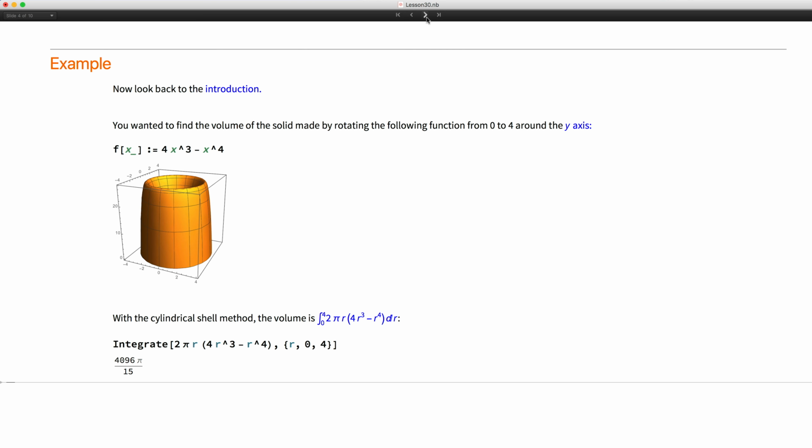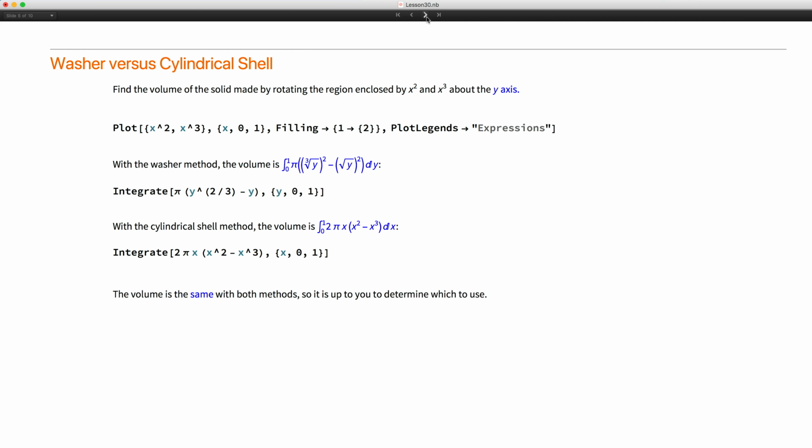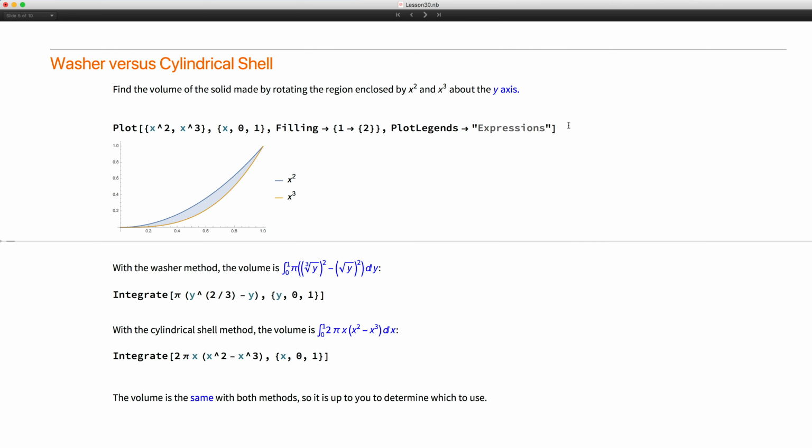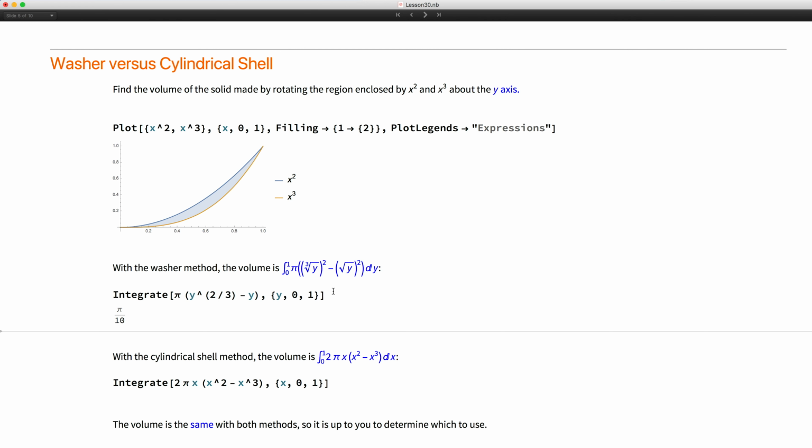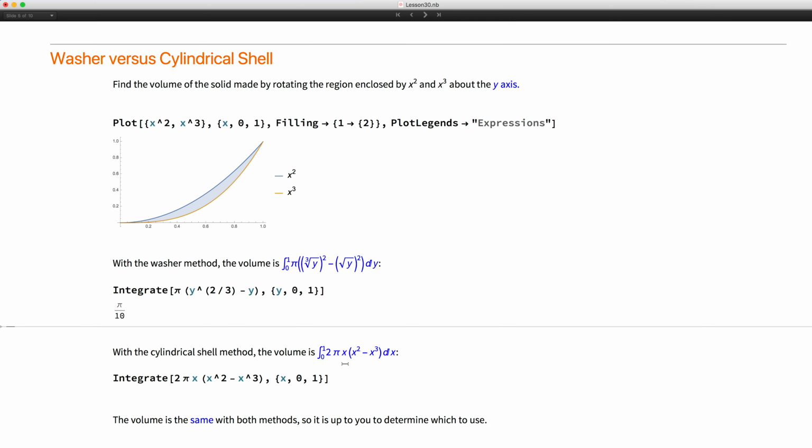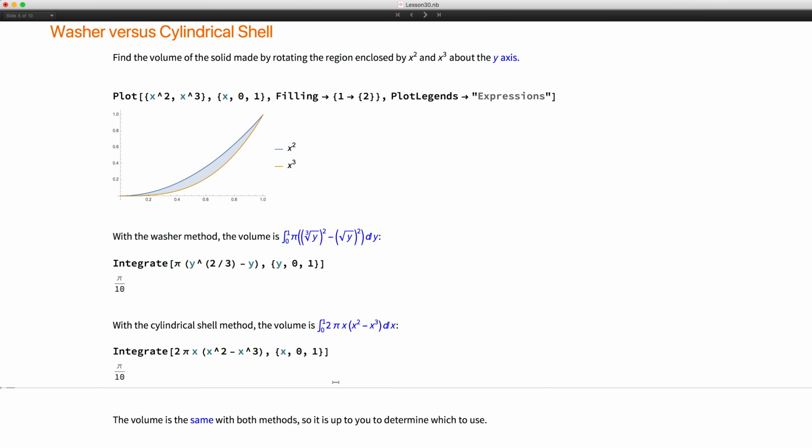Now the question is, which method should you use, the washer or disk method or the cylindrical shell method? Here's an example in which you have two curves, x squared and x cubed, but you want to revolve around the y-axis. With the washer method, you could rewrite things as cube roots and square roots and get the answer. But in this case, it's much simpler to work with the cylindrical shell method and you get back the same result. So you do get the same answer, but the question is which one to use.